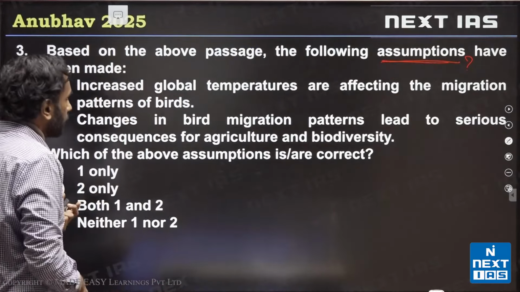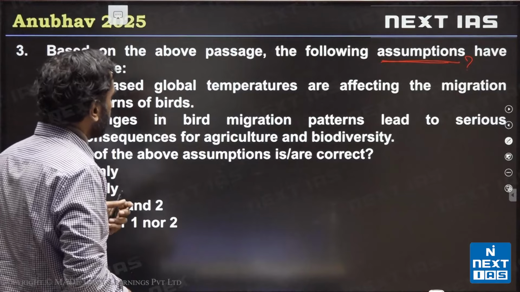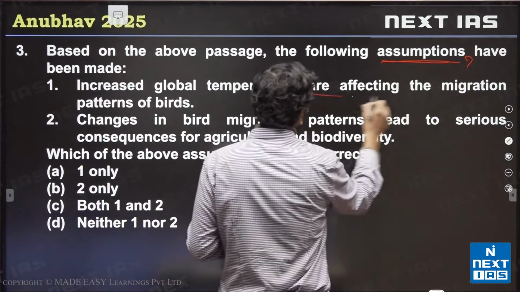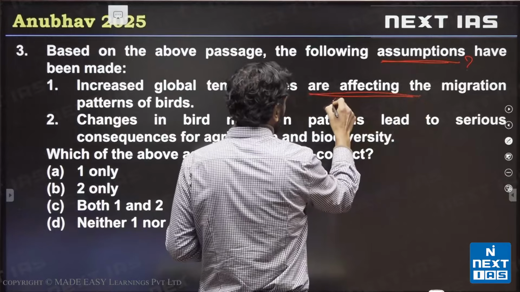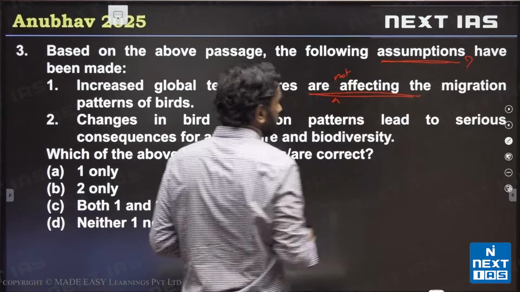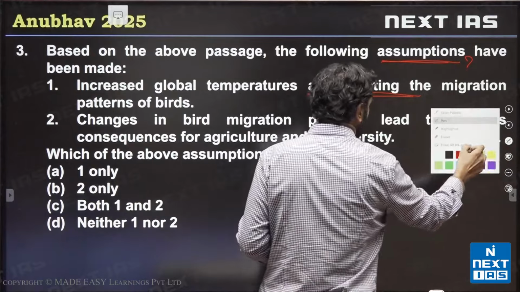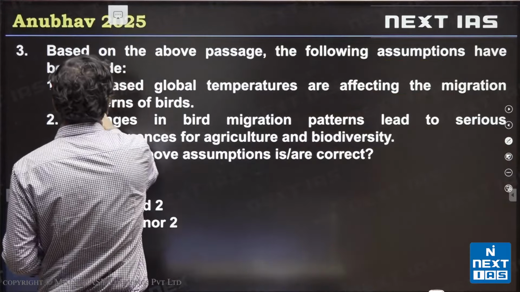All right. Based on the passage, which of the following assumptions have been made? 1, increased global temperatures are affecting the migration patterns. This is, are affecting, valid from the first line in the passage. If I said are not affecting, the first sentence of the passage would get invalidated. So statement 1 is a valid assumption.